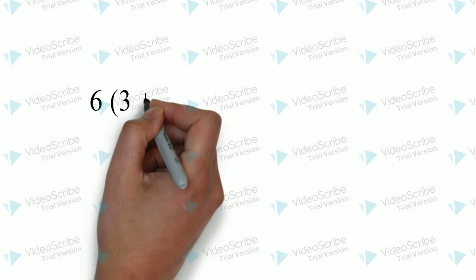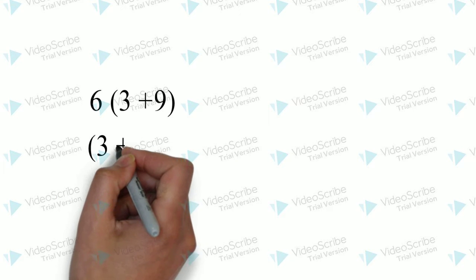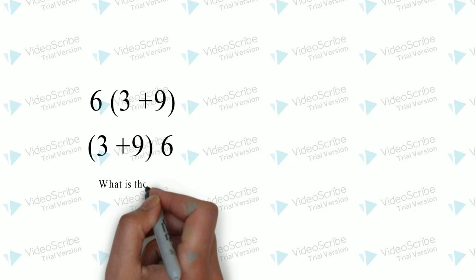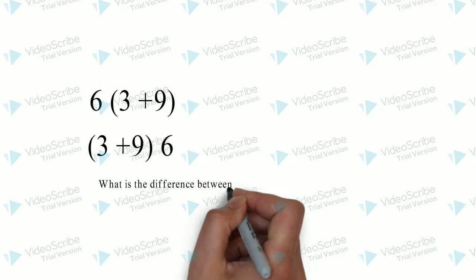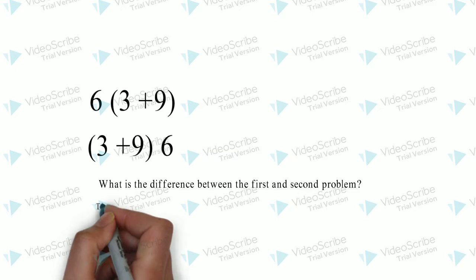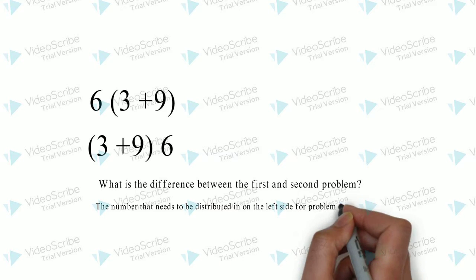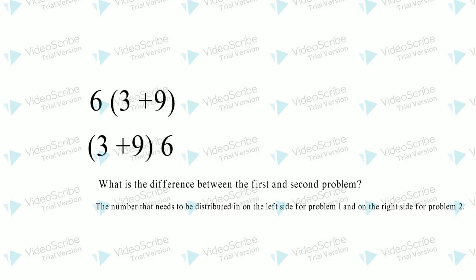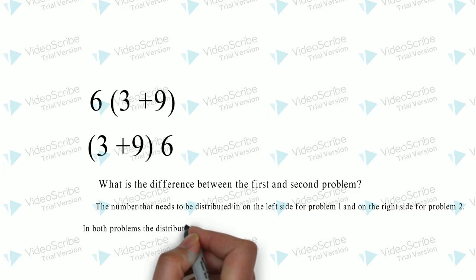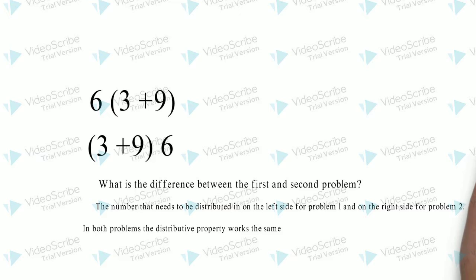Let's take this example of 6 times the quantity of 3 plus 9, and then another one with the quantity of 3 plus 9 times 6. What's the difference between these two expressions, and what's the same? I'll give you a moment to think about it. The difference is that the number that needs to be distributed for the first expression is on the left, but for the second expression it's on the right. But in both expressions the distributive property is the same, because you distribute the same number to the same addends.